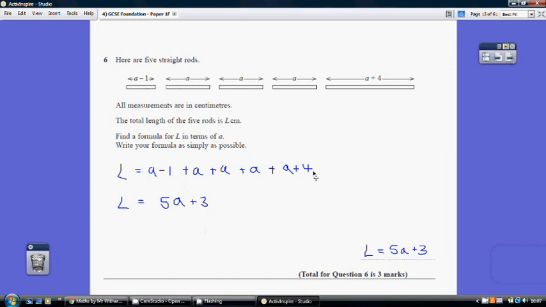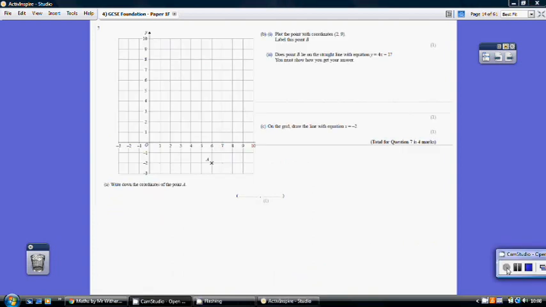So this is our formula before we simplify it. Because when we add them all together, that's what we're calling L. L is the total length. So now we just have to simplify this. So let's gather up all the A's. Well, we've got 1, 2, 3, 4, 5 A's. So that's 5A. And then gathering up the normal numbers, we've got a minus.